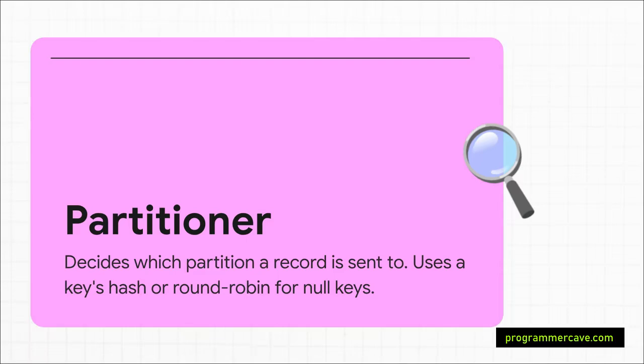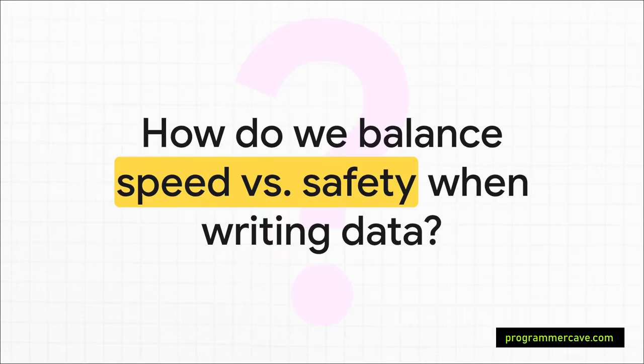If your message has a key, like a user ID, the partitioner makes sure all messages for that user end up in the exact same partition. That's how you guarantee ordering. But if there's no key, it just deals them out one by one, round-robin style, to keep the load nice and balanced. So this brings us to the crucial question for any developer using Kafka.